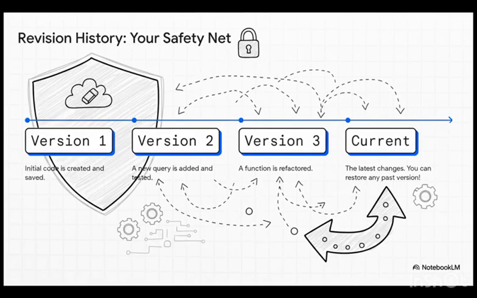And this brings us to an absolute lifesaver, revision history. As you work, Databricks is automatically saving versions of your notebook in the background. This means you can experiment without any fear. If you mess something up or just want to go back to an older idea, you can literally roll back to any previous version with a single click. It's like having an undo button for your entire project.